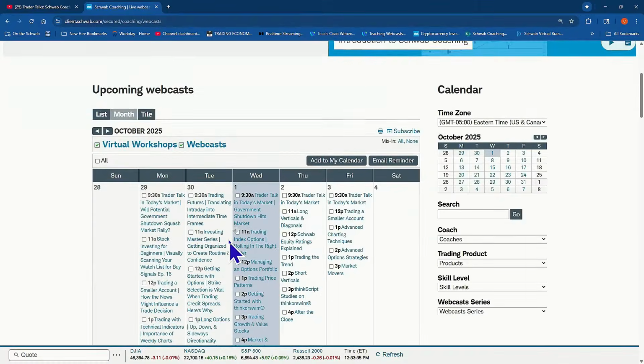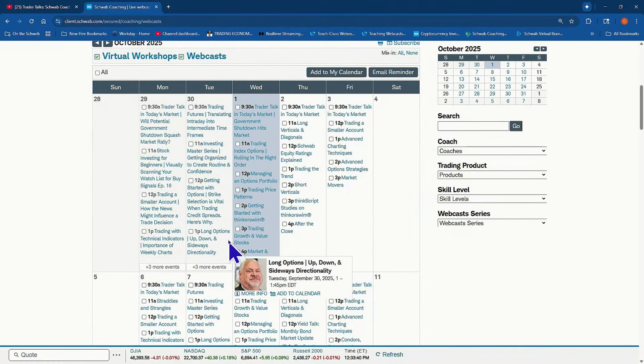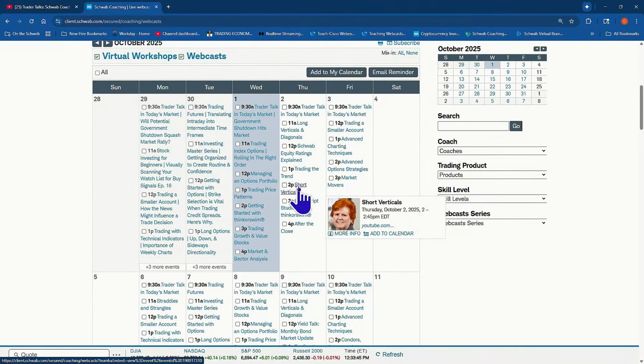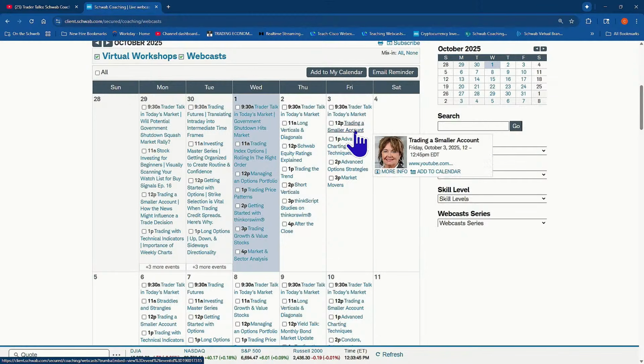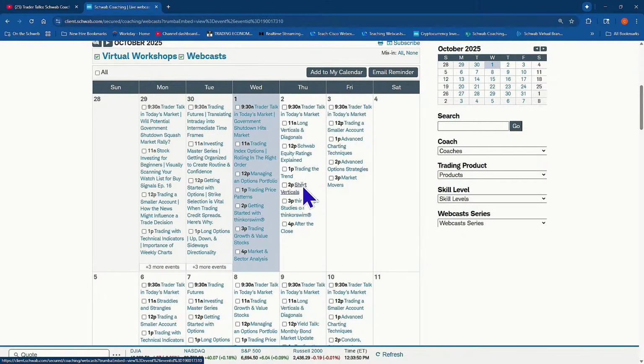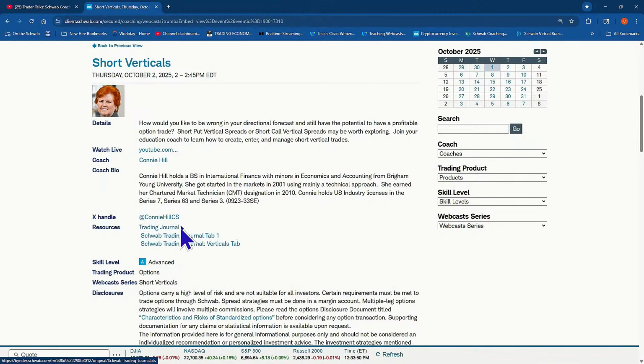And then I came down to where I knew it was sitting. It's sitting right now in short verticals and trading a smaller account. So I went to short verticals, and you just click on it right there where it says trading journal. It's just a little link there by the resources. When you click on that, it's going to download it. Mine went to my upper right-hand corner of the screen because that's where my downloads go, and you would go and find it from there. So I will just show you here real quick.